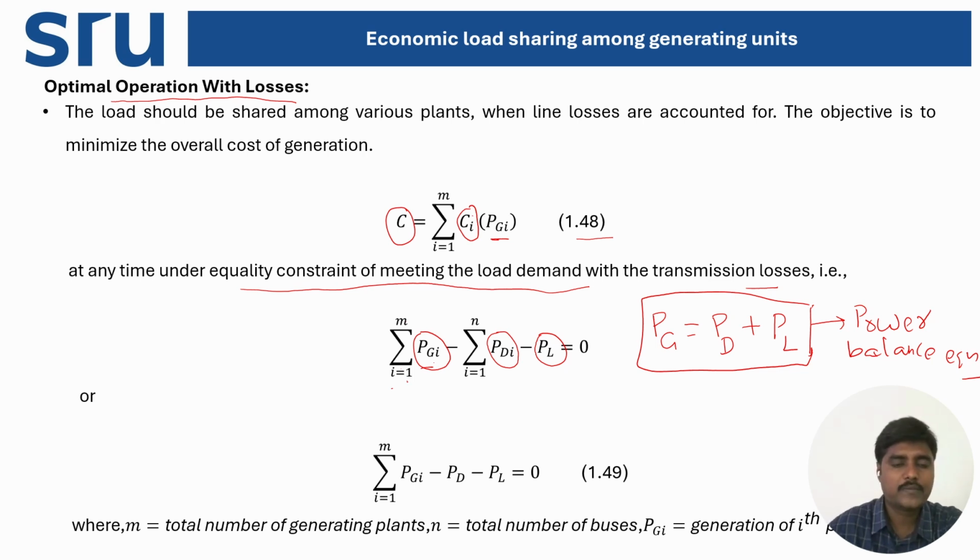From this you can express summation i equal to 1 to m, taking the summation common, so it becomes PGi minus PD minus PL is equal to 0, where m represents the total number of generating plants, n represents the total number of buses, and PGi represents generation at the ith bus. Now let's try to incorporate the Lagrange multiplier method for this case also, just similar to the previous case.